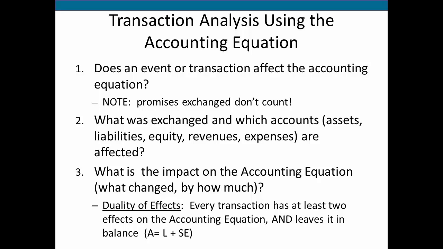For example, assume equipment is purchased in exchange for cash. Equipment is an asset and increases. Cash is an asset and decreases. The accounting equation remains in balance because the increase in an asset offsets the decrease in an asset. Please ensure you understand this concept.